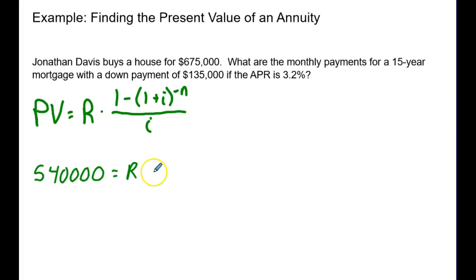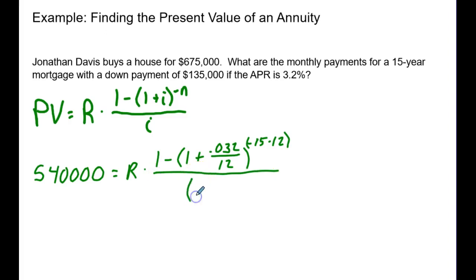That's what we're looking for in this problem, times 1 minus 1 plus. To calculate I, we take 0.032, that rate, divided by 12 because it's monthly payments, and then raised to the negative 15 because it's 15 years times 12 payments per year. And that's all divided by 0.032 divided by 12. Again, you're going to plug this in on your calculators and simplify and isolate R.